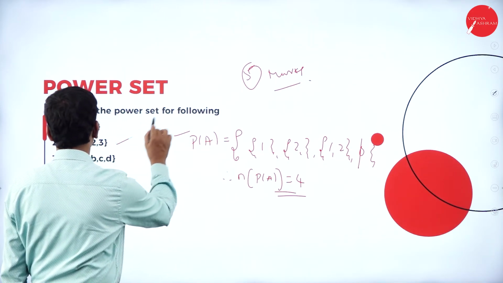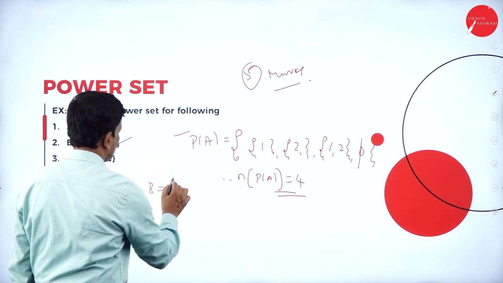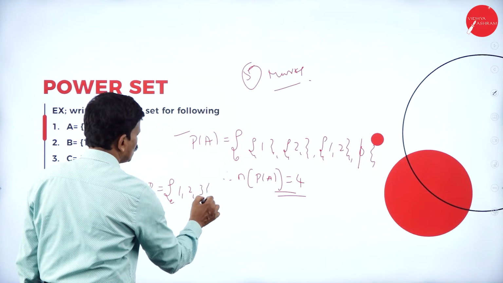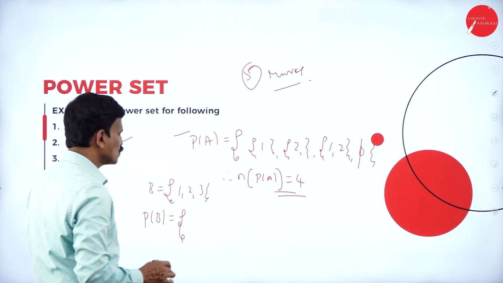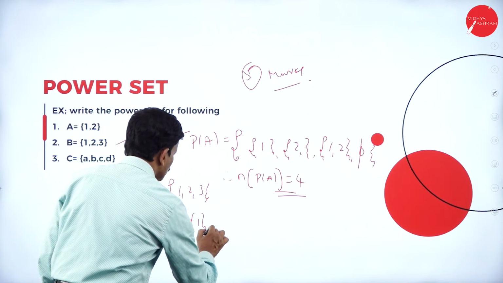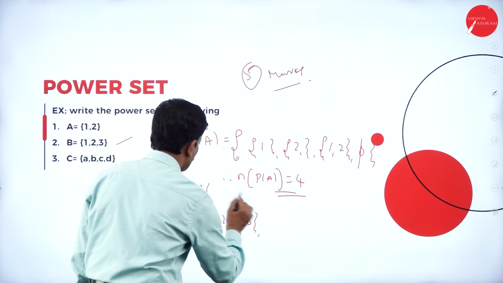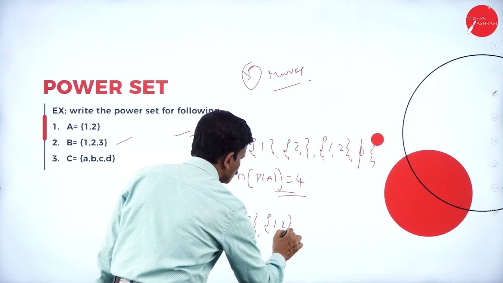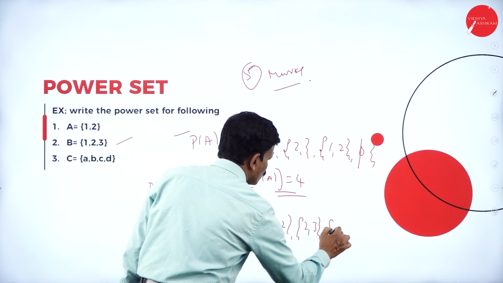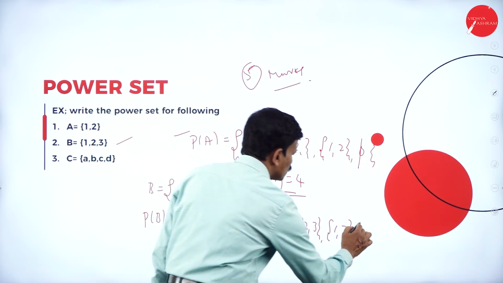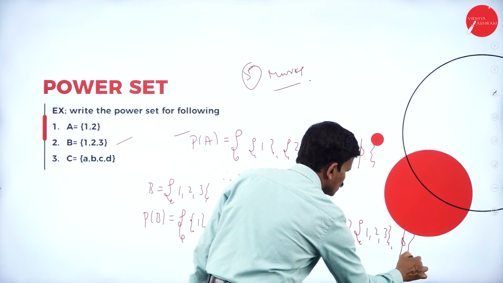Now, let us take this element. B is equal to {1, 2, 3}. So, B contains 1, 2 and 3. Write down all the possible subsets of B. First write down the single elements 1, then 2, then 3, then {1, 2}, then {2, 3}, then {1, 3}, then the set {1, 2, 3} and the null set. These are the power sets.